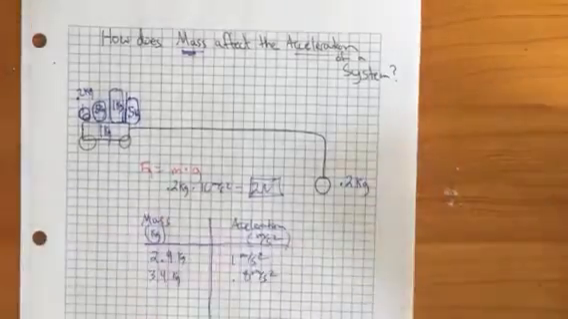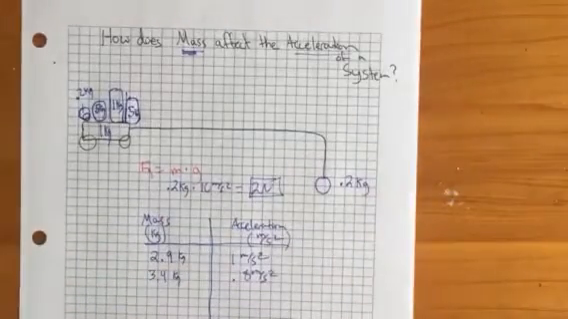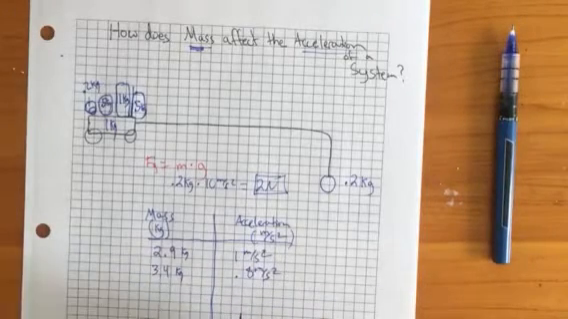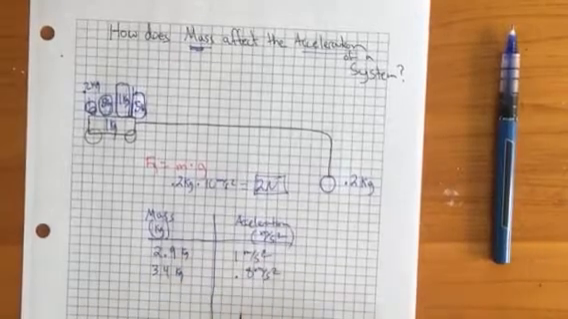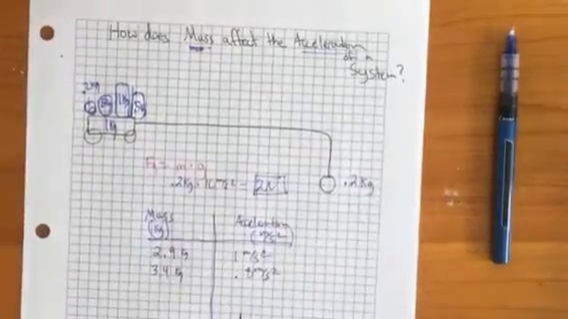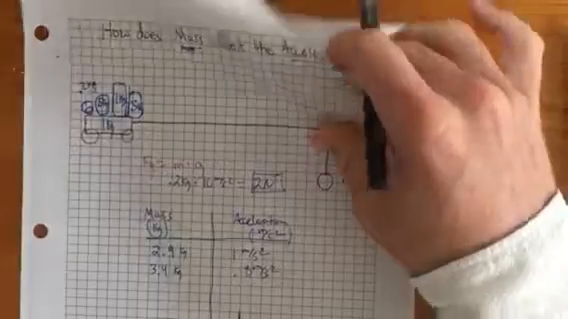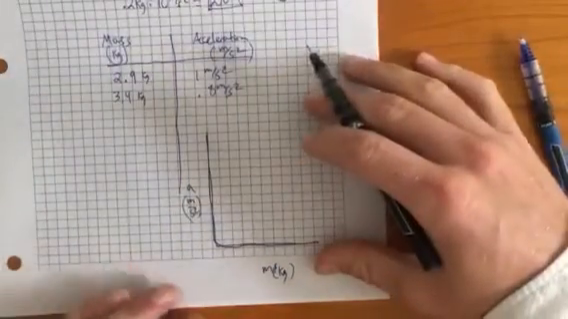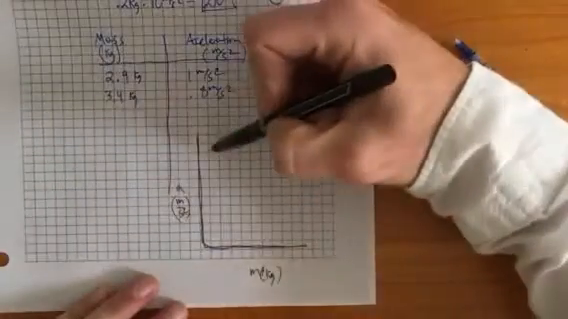Interesting. So we start to see a different trend. And if this was our graph down here, of acceleration measured in meters per second squared, always have your units, and mass is measured in kilograms. What would this relationship look like? Well, it would be an inverse relationship.